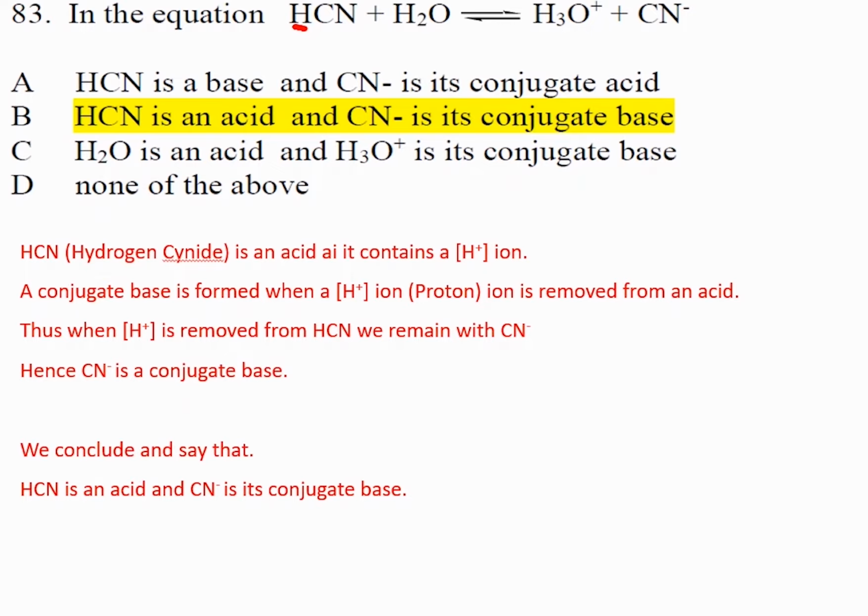A conjugate base is formed when the hydrogen ion is removed from an acid. If you take away this hydrogen ion, you're going to remain with only CN ion. And this CN ion is what we call a conjugate base. Thus, we can conclude and say that hydrogen cyanide is an acid and CN is its conjugate base.